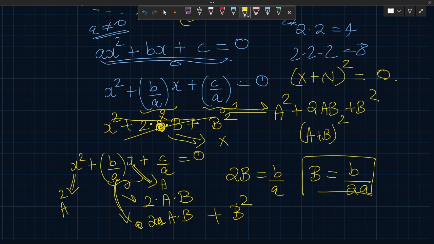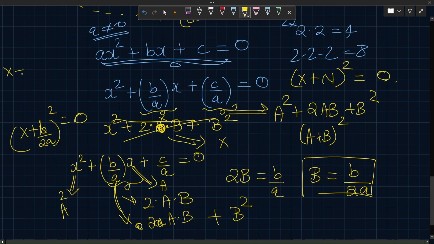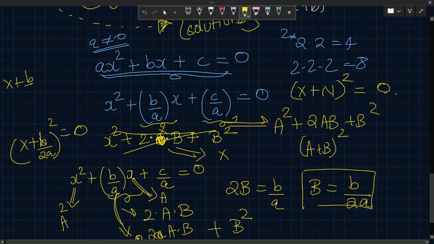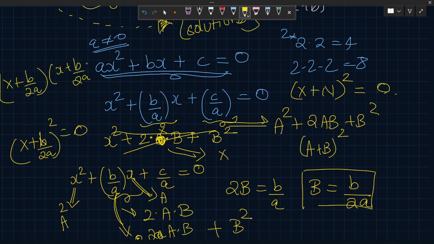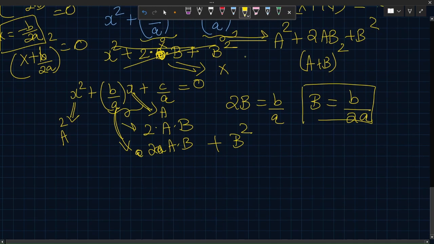All right. Now, if I had a b square term, then my job is over. If c by a was just b square, then my job is over. I can just write this as x plus some number n, and that some number n is going to be b by 2a. The whole square is 0. That means x plus b by 2a into x plus b by 2a is 0, which means x is just minus b by 2a. I get my answer, and it is just one solution in such a case.